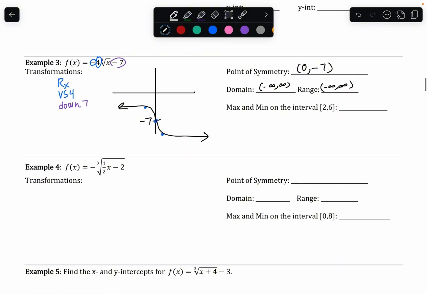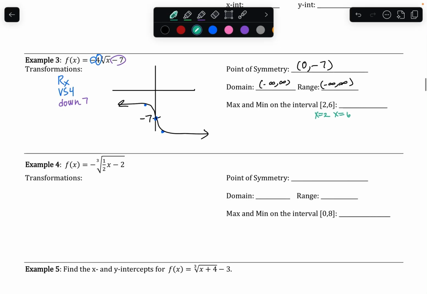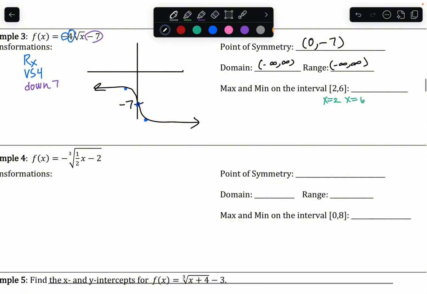And then to find the max and min on the interval 2 to 6, remember these are x values, x equals 2 and x equals 6, and we're going to look between those two values. So we have 1, 2, 3, 4, 5, 6. We're looking between x equals 2 and x equals 6. So it's important to notice that you have a negative slope now. This is a decreasing function.